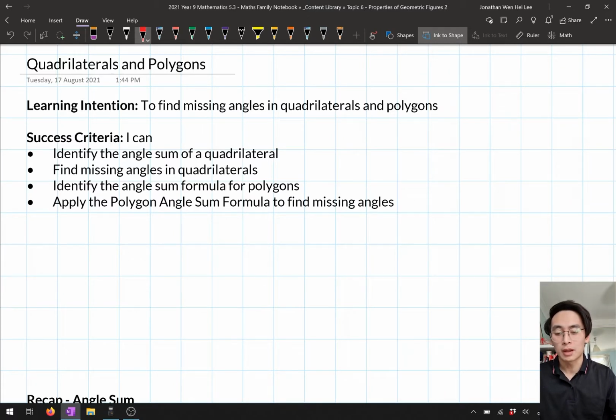What we want to be able to do by the end of today's lesson is find missing angles in quadrilaterals and polygons. We want to be able to identify the angle sum of a quadrilateral, find missing angles in quadrilaterals, identify the angle sum formula for polygons, and apply the polygon angle sum formula to find missing angles. So let's get into it.